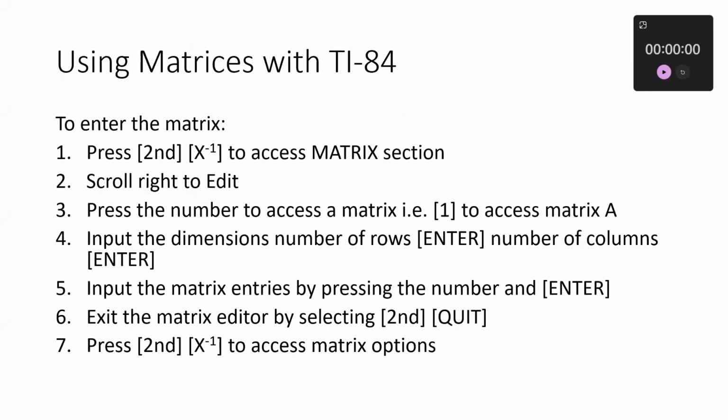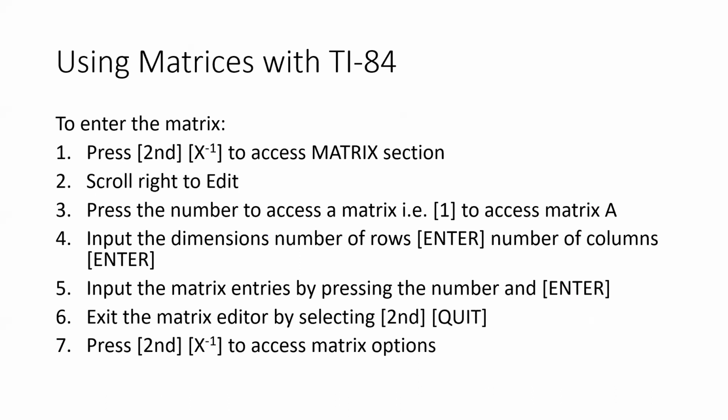Technology can make this easier because there are matrices built into our devices. To access the matrix section, you're going to press second, X to the negative one. Once you're there, scroll to edit, and this allows you to put in what type of matrix you have. Press the number for the matrix you need: for matrix A, press one; matrix B, press two. Then you input your dimensions.